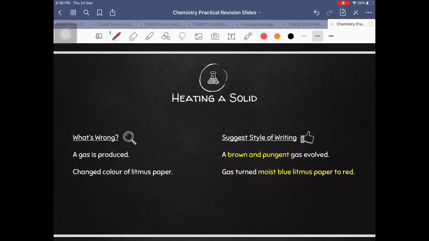The next one: a gas is produced. But there's no observation about this gas. A change in color of litmus paper did not state the color change. So a suggested style of writing would be: a brown and pungent gas evolves. The gas turned the moist blue litmus paper to red. So you give the color of the litmus paper as well as the color of the gas.